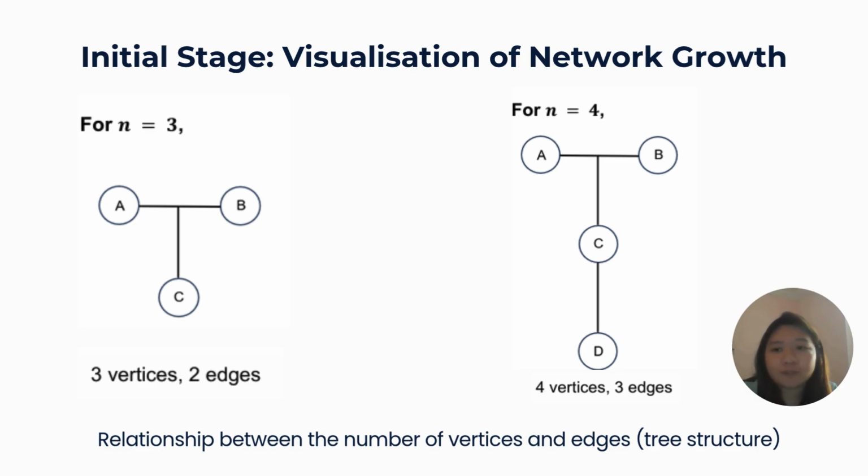We continue observing the pattern. When n equals 3, there are 3 vertices and 2 edges. When n equals 4, there are 4 vertices and 3 edges. This shows a clear relationship between the number of vertices and edges, where the number of edges is always 1 less than the number of vertices. This forms a tree structure.